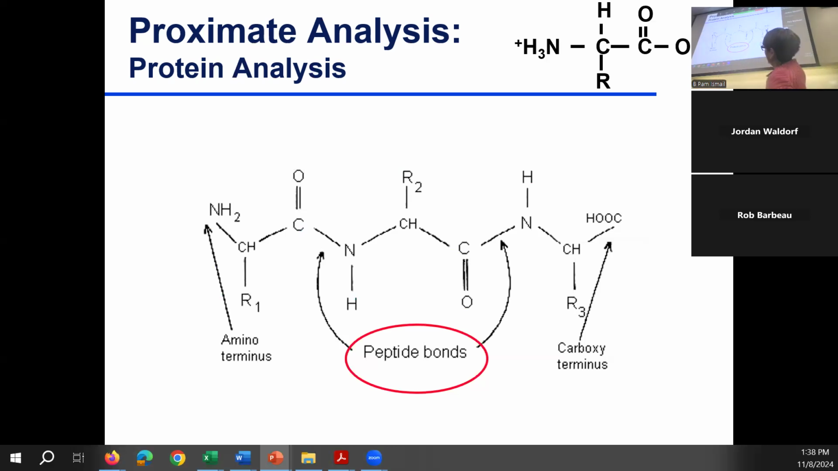It's a covalent bond, sure, but it is between a carboxyl group of one amino acid and amine group of another amino acid. So not two carboxyl groups and not two amine groups. Okay, so why do I care?